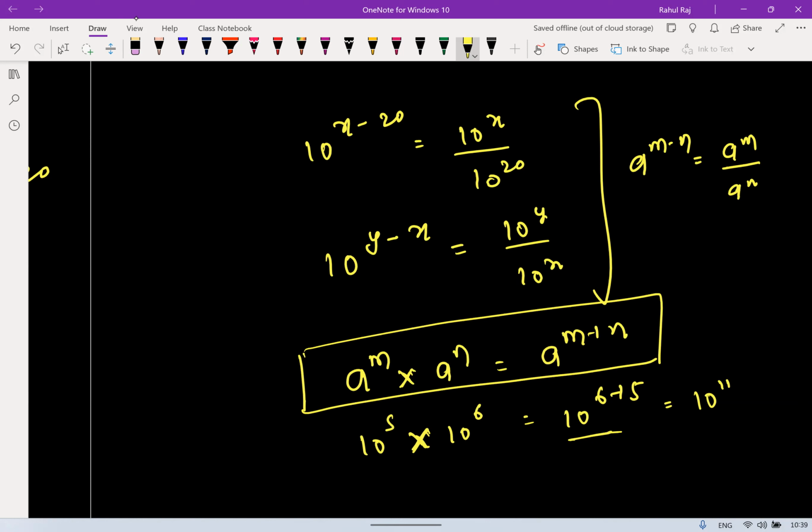What is the answer? A to the power of m plus n. No, not that. A to the power of m plus n is equal to a to the power m cross a to the power n. Okay, this one I knew.